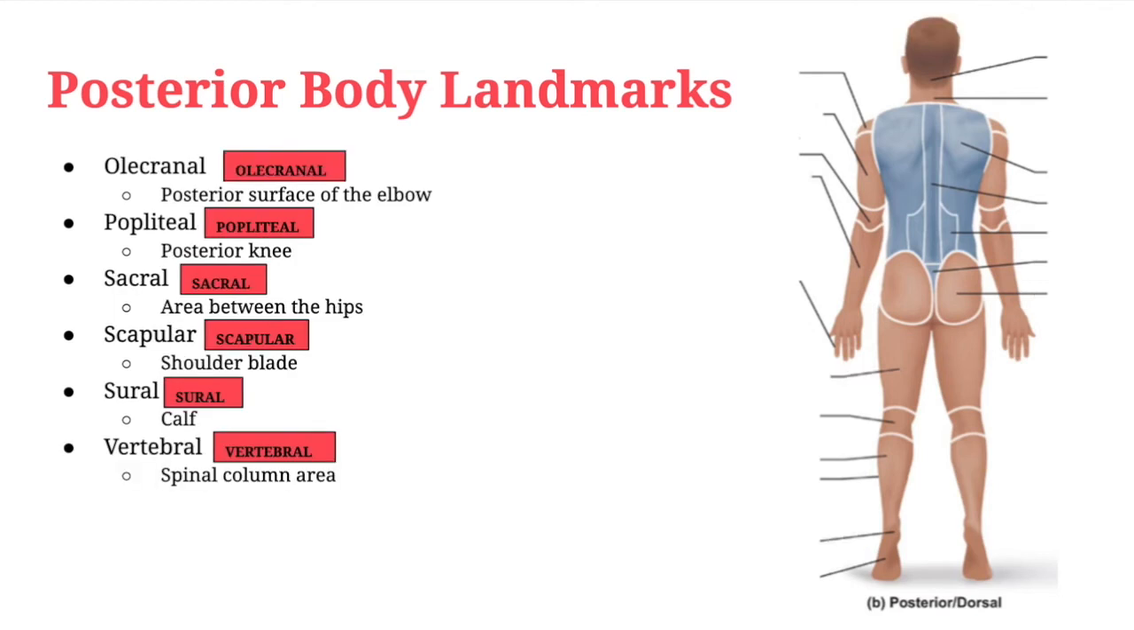The rest of our posterior body landmarks, we have olecranal. That is the posterior surface of the elbow. So when you bend your elbow, the part that's pointy is olecranal. So it's going to be this label right there.